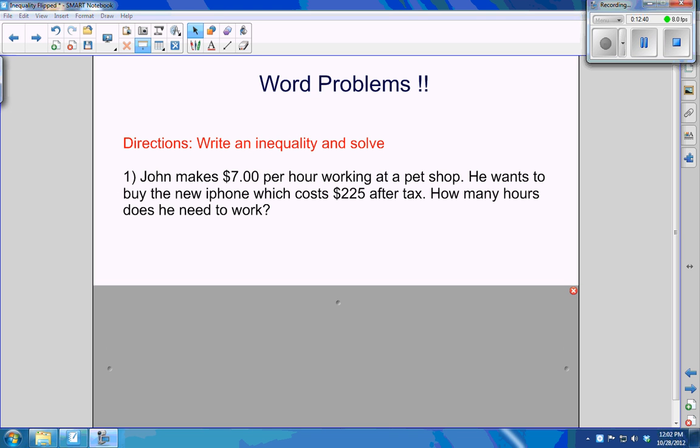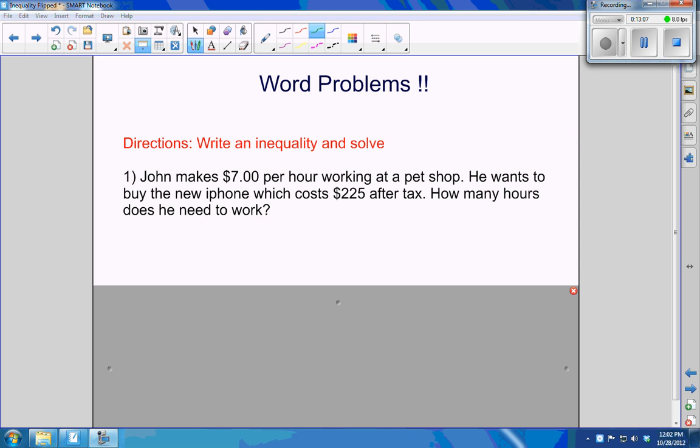The final part of this lesson are the word problems. These are difficult word problems, but these will be something that you will see, something like this on an assessment. I'll read the first one out loud, and then I will give you a chance to pause the recording and solve it. John makes $7 per hour working at a pet shop. He wants to buy the new iPhone, which costs $225 after tax. How many hours does he need to work?